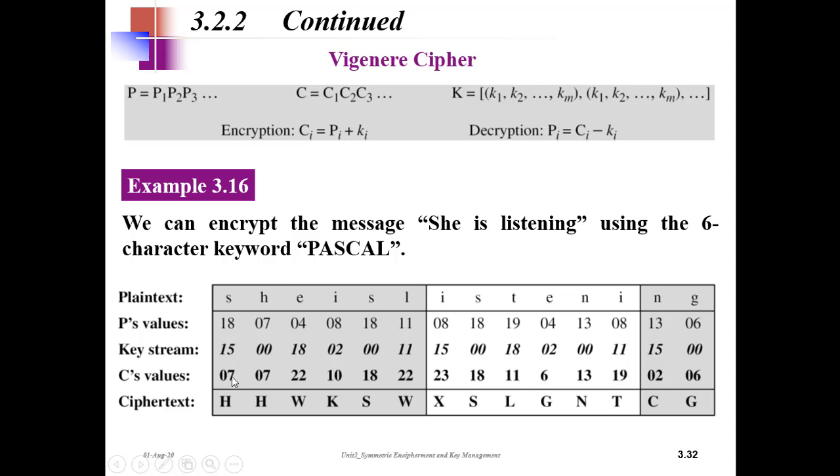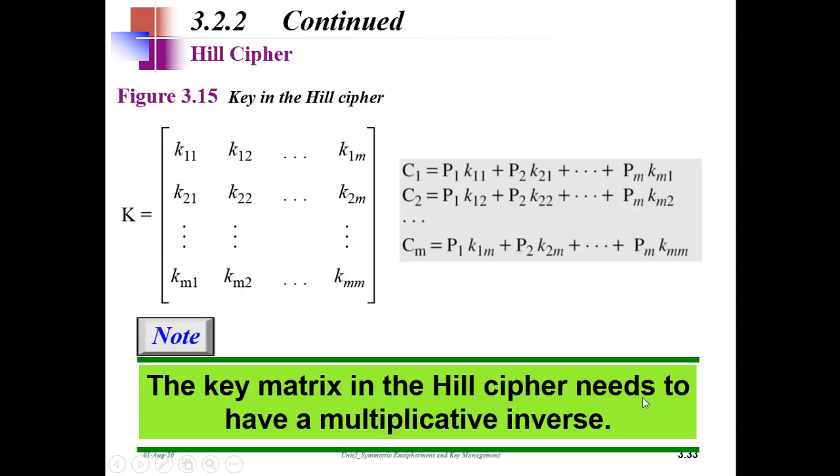So what we have is 15 plus 7, sorry, P plus K. So 18 plus 15. We have to take mod, sorry, it is not mentioned here, this is wrong. 18 plus 15 is 33, and 33 mod 26 is 7. Then 7 mod 26 is 7, and 22 mod 26 is 22. You can refer to that slide and you will get this encrypted text. So encryption is actually very simple. Then we have the Hill cipher.